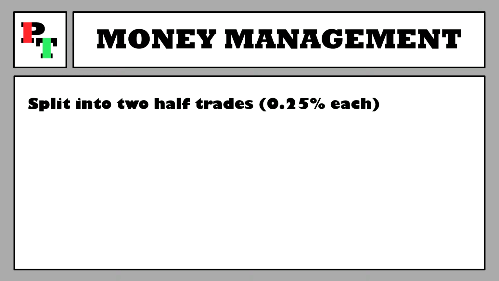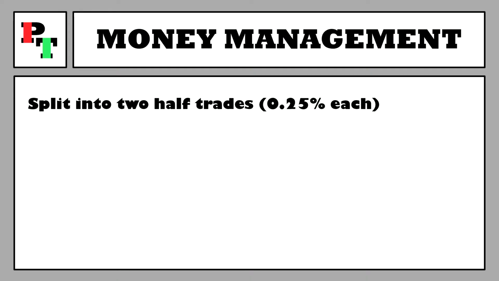First off, we're going to split our one trade into two half trades or sub trades, and we will risk 0.25% of our capital on each of those half trades for a total of 0.5% capital risk. Obviously that does seem quite small, and a lot of traders will use the 2% rule, but we want to keep our capital pretty tight on this one, so we know how much we're willing to risk.